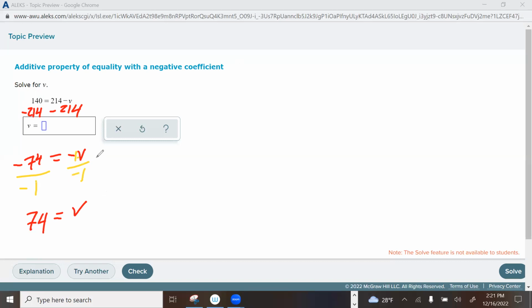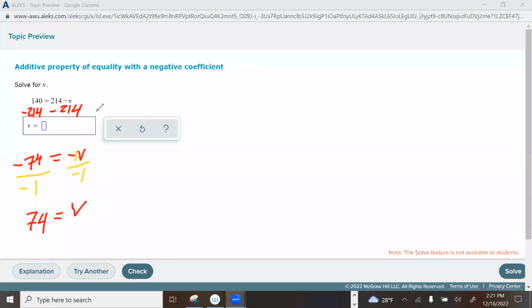And there's nothing magical about the answer being positive. Sometimes it's negative, and that's totally fine. That happens all the time. Also, nothing magical about the variable being on the right side versus the left. And that's basically how you do that one.